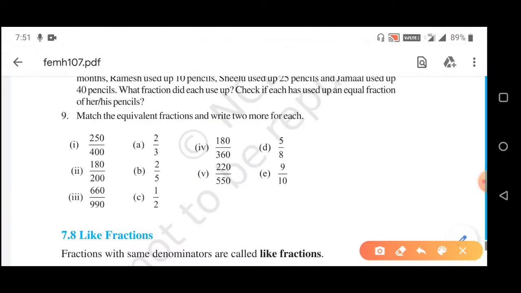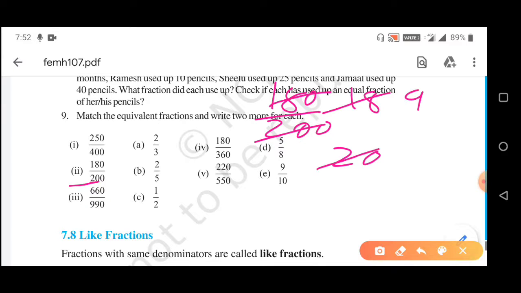Again, question number 2, 180 by 200. Here also we can divide both of them by 10. So here we will get 18, here we will get 20. Now we can divide it by 2, 9 by 10. So number 2 will be matching with E. These are equivalent fractions.